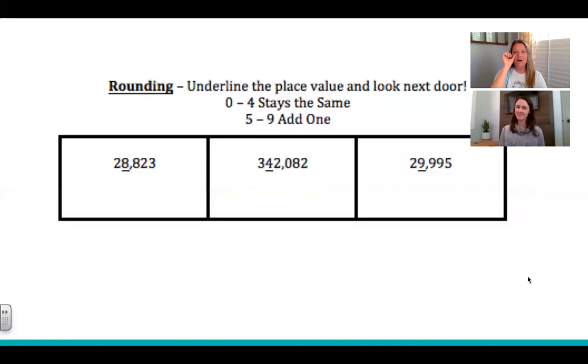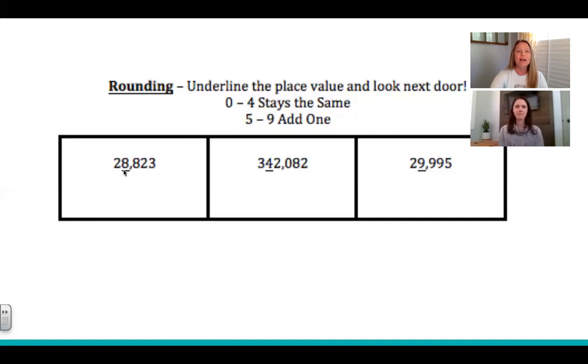Okay, the last thing on this anchor chart page is rounding. So remember that when I'm rounding, there are a couple of rules that I have to remember. When it tells me to round to a certain place value, that's the place value that I underline. So in this number, I'm rounding to the nearest thousands place, in this number to the nearest 10,000s, and then in this last number, the nearest thousands place.